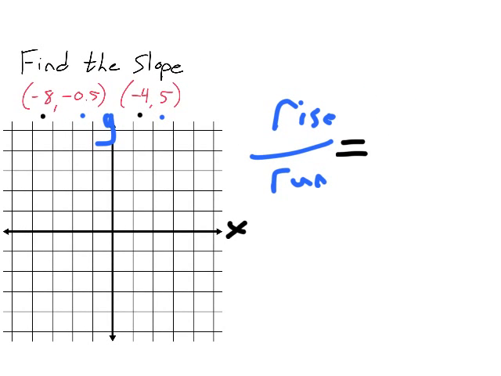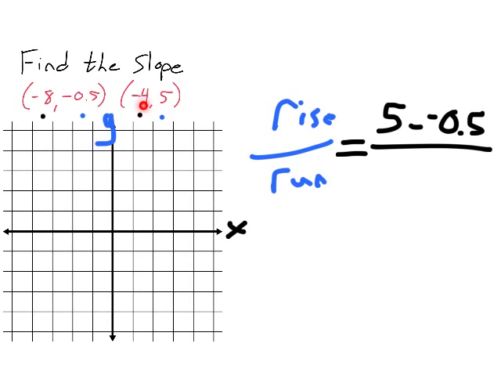So between negative 0.5 and 5, we can find out how far of distance that is by taking one of the y-coordinates and subtracting it by the other y-coordinate. And so that's 5 subtracted by negative 0.5 there. That's why I have two negative signs.